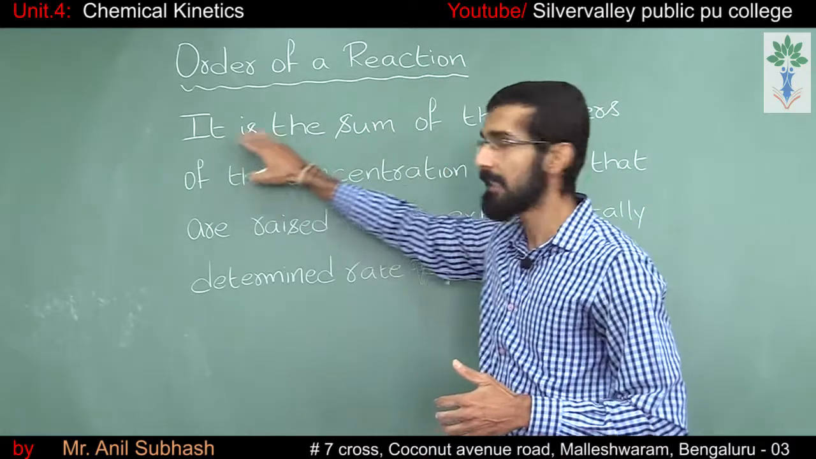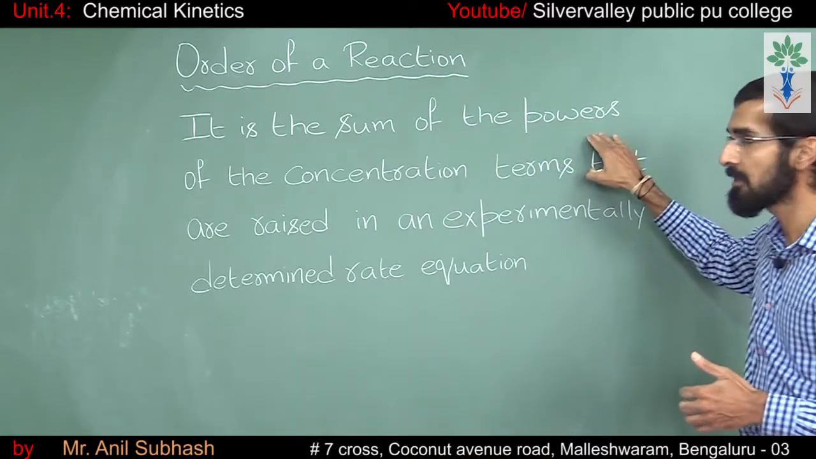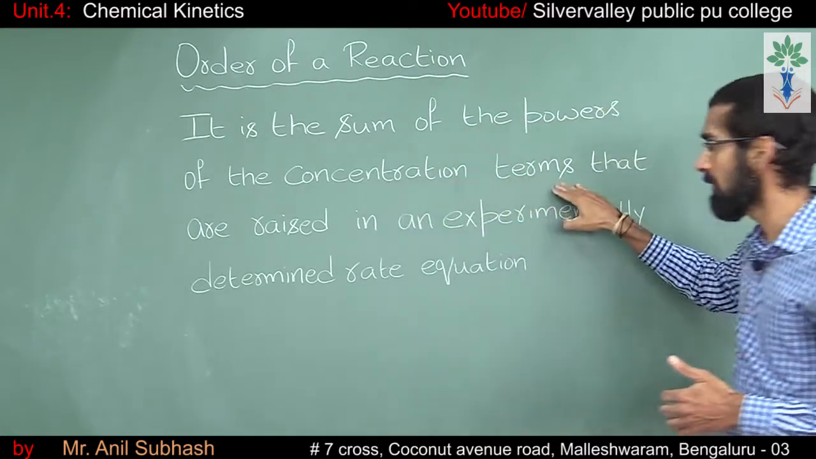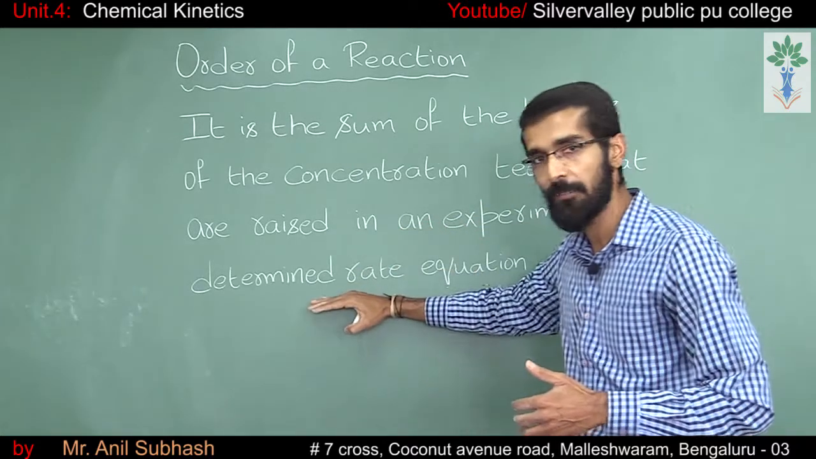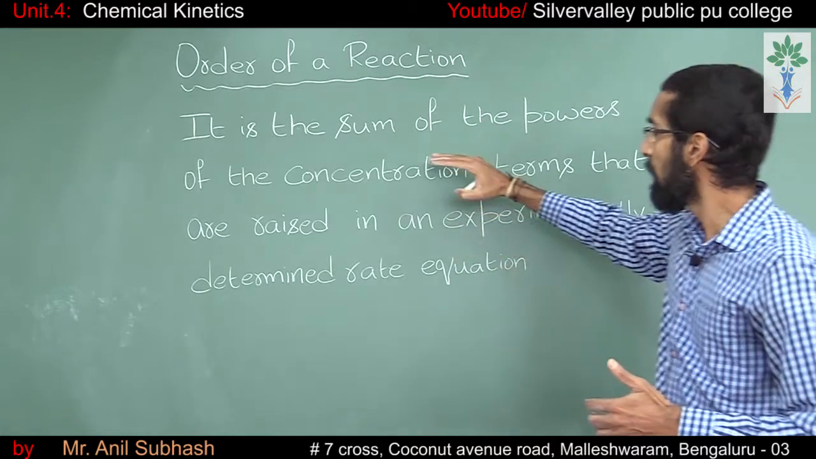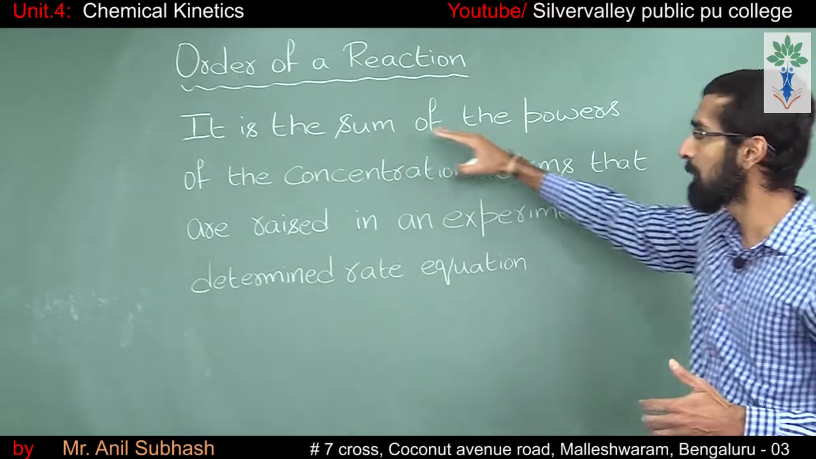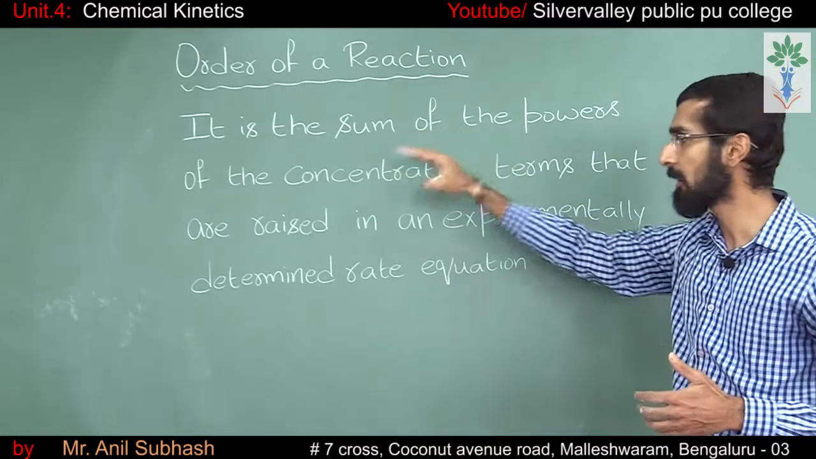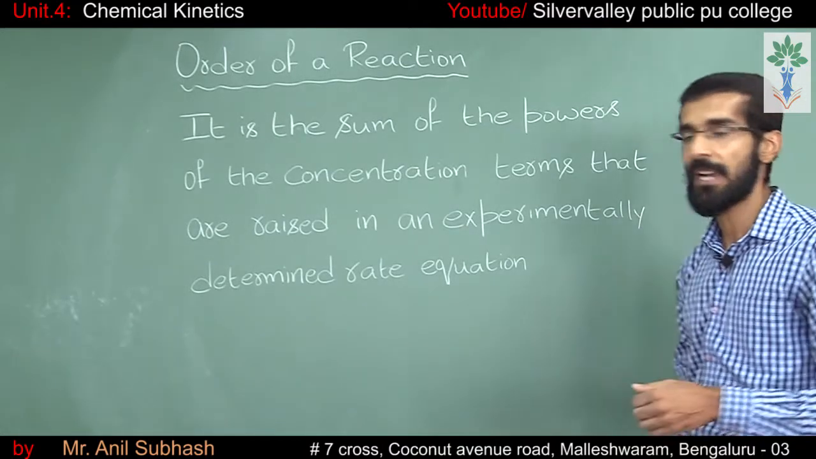Order of a reaction is defined as the sum of the powers of the concentration terms that are raised in an experimentally determined rate equation. As I told you before, perform an experiment, derive the rate law, and if you take the sum of the powers of the concentration terms, you get the order of that particular reaction.